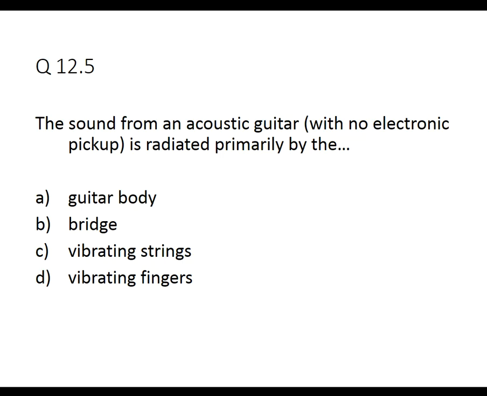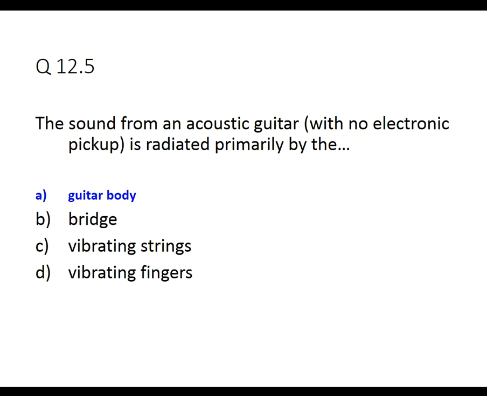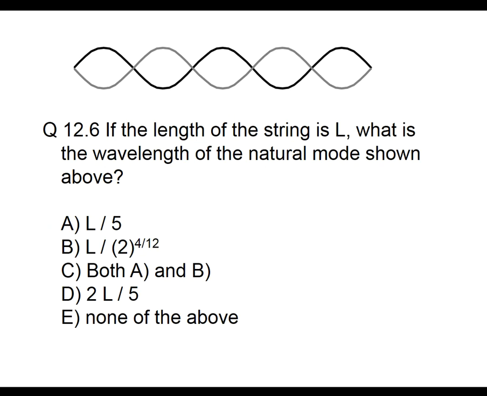So sound from an acoustic guitar, and this is not with any kind of electronic pickup, is radiated primarily by, if you were just listening to the last couple of slides, you would know, it's the guitar body. So it's the body that's vibrating, and that is what is producing the sounds. Okay, so let's practice some more here.